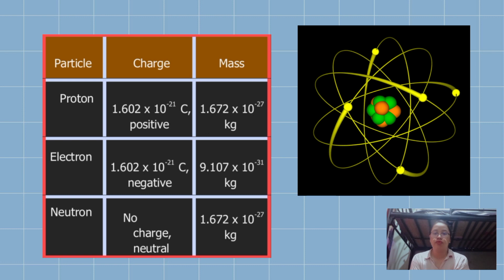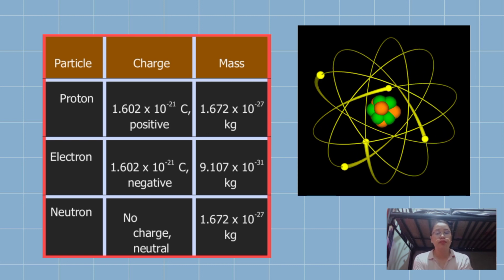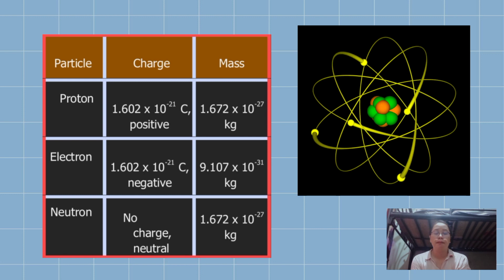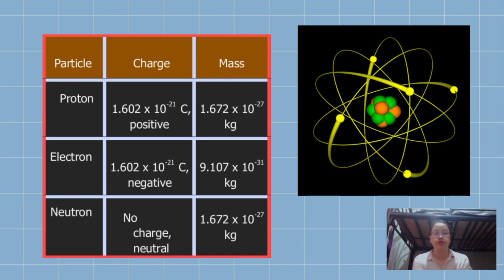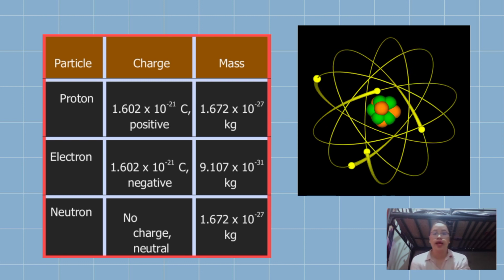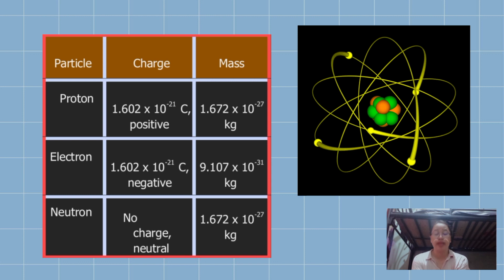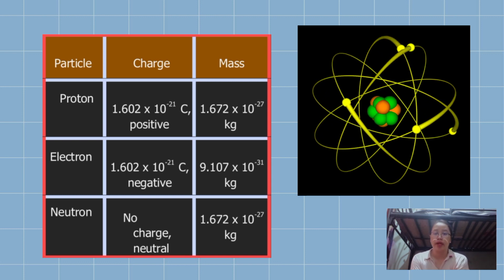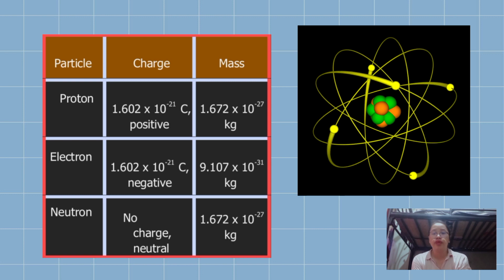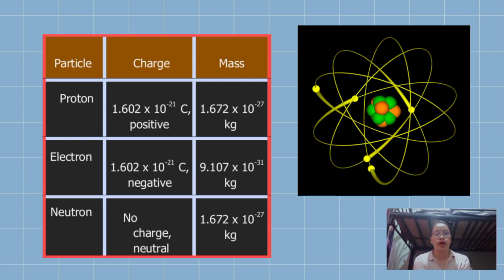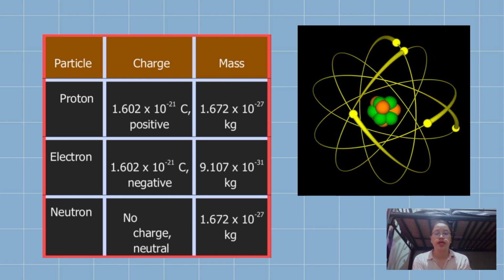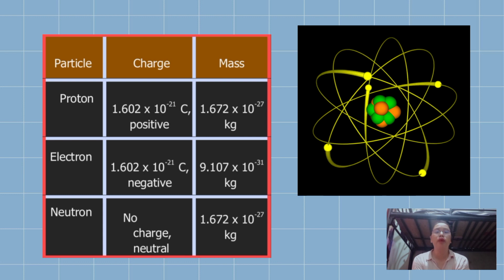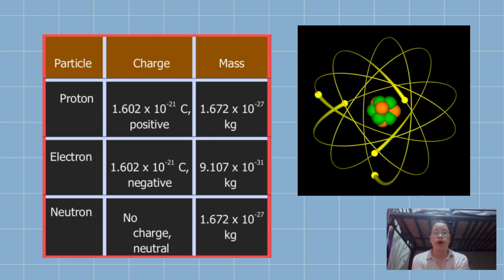Basic data about the atom. Proton has a charge of 1.602 times 10 to the power of negative 19 coulomb, positive, and a mass of 1.672 times 10 to the power of negative 27 kilogram, while electron has 1.602 times 10 to the power of negative 19 coulomb, negative, and a mass of 9.107 times 10 to the power of negative 31 kilogram. And neutron has no charge. It is neutral and has a mass of 1.672 times 10 to the power of negative 27 kilogram.